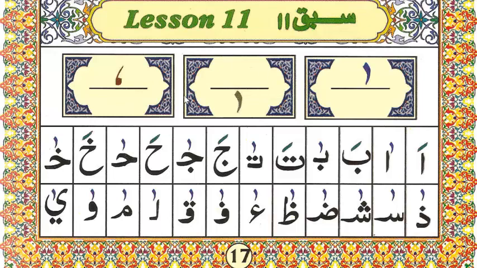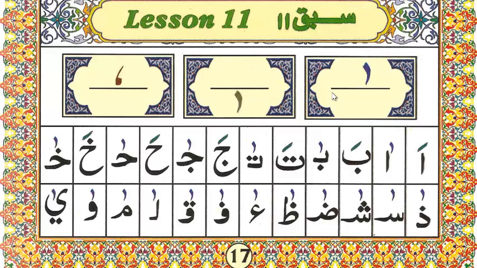All these three symbols have a special use whenever you see them on top of any letter or at the bottom of any letter or at the side of any letter. You got to make those letters one or two alif longer. You have to prolong the sound one to two alif. That means two beats longer, you got to make the sound.